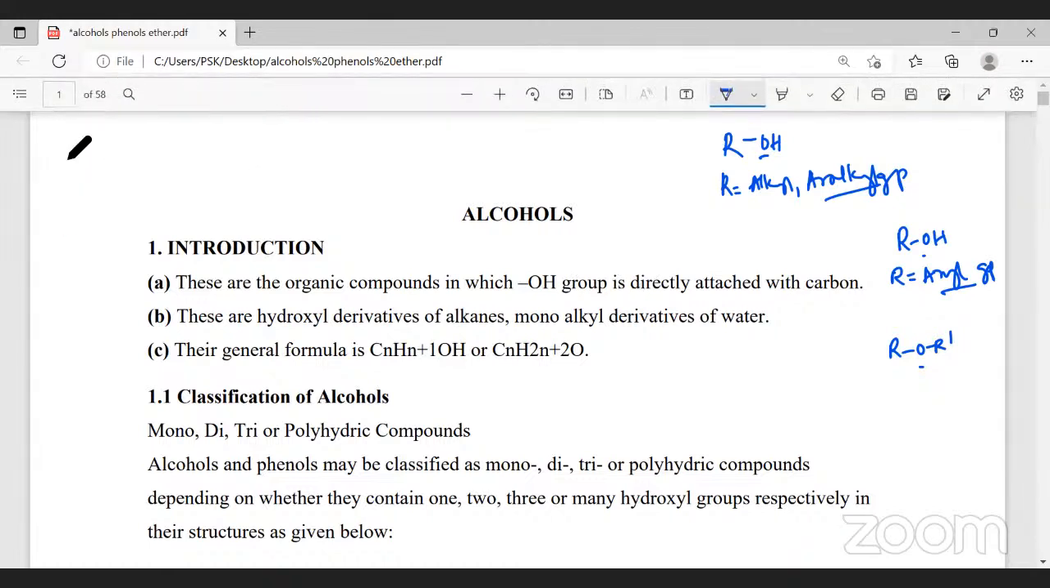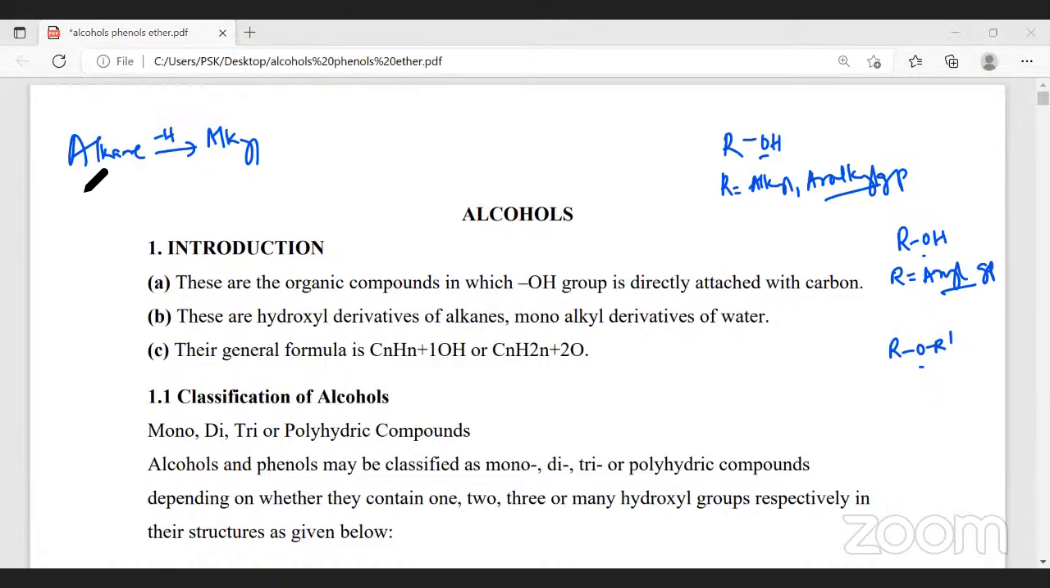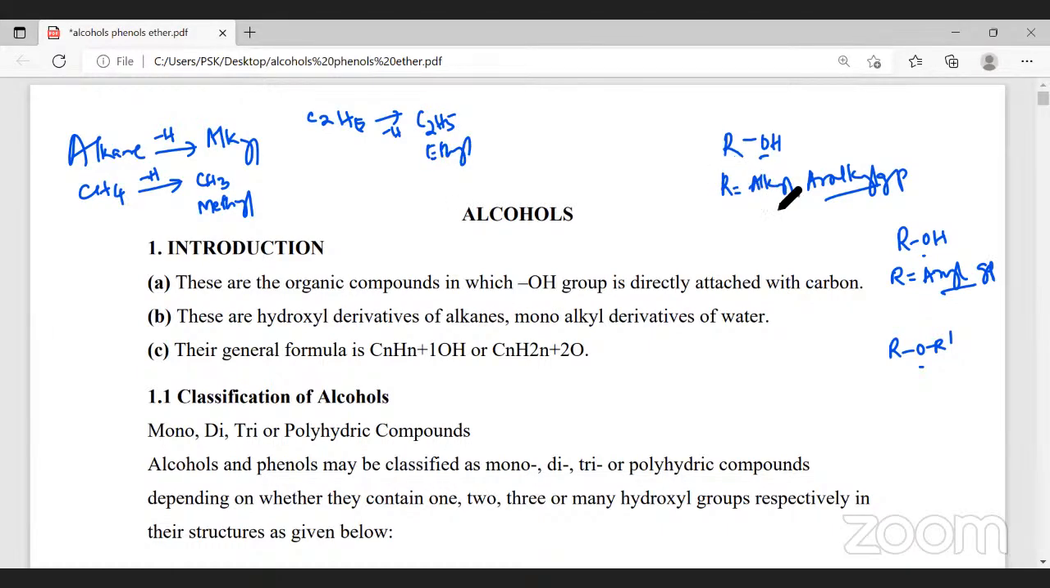Now, in the case of alkyl groups, we know that from alkanes, if a hydrogen atom is removed, the corresponding group we get is called an alkyl group. For example, if you take methane, and one hydrogen is removed, you get CH3. This CH3 is called the methyl group. Similarly, from ethane, C2H6, if you remove one hydrogen, you get C2H5. The C2H5 is called the ethyl group. So R can be an alkyl group.